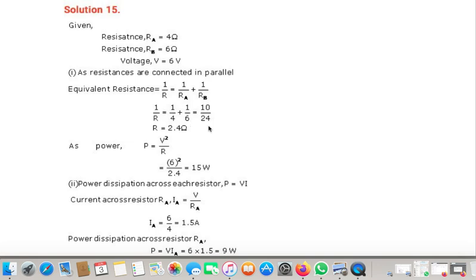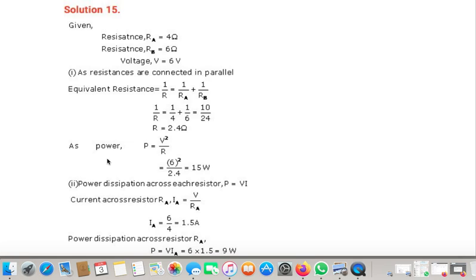6 4s are 24, so 6 and here 4, 6 plus 4 is 10, 10 upon 24 is 1 upon R. So R will be 24 upon 10, that is 2.4 ohm. So we can calculate the resistance. You can also take the LCM 12 and easily get it. 4 3s are 12, so 3 plus 2, that is 5 by 12. 12 upon 5 is again 2.4 ohm.